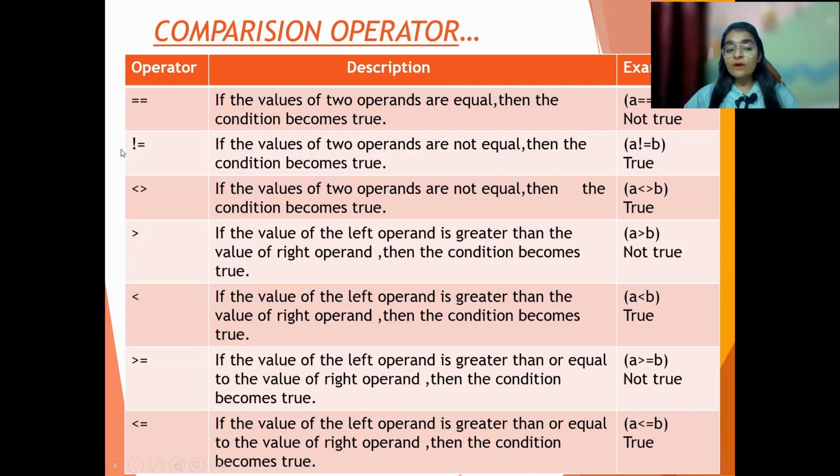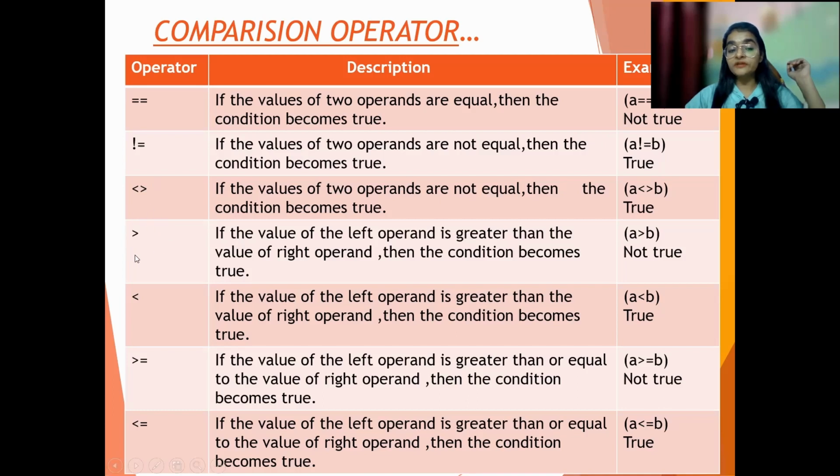Now, the second operator is not equal to. What is the description here? If the values of two operands are not equal, then the condition becomes true. For example, I have the two values 5 not equal to 6. So 5 is not equal to 6. That's absolutely true, so it will give us the answer true. Next, greater than or equal to is similar to the not equal to operator.